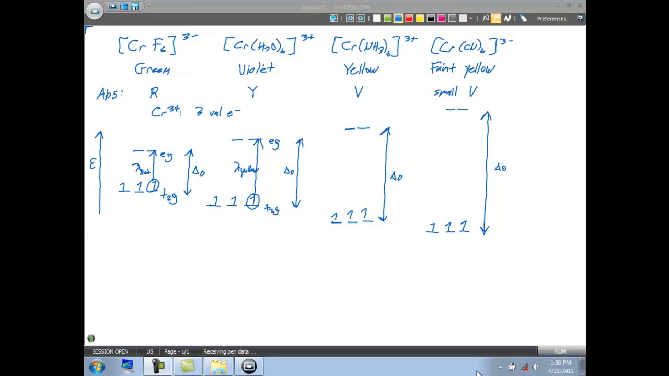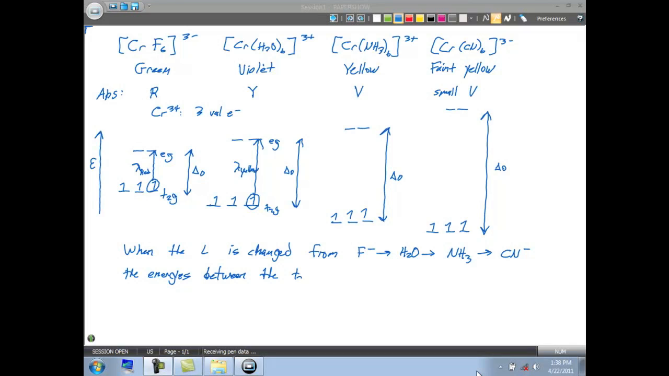So based on these experimental results, we can come up with some trends or some kind of a rule. And here's what we're going to say about this. We can say that when the ligand is changed from F- to water to ammonia to CN-, the energy between the t2g and eg orbitals increases.